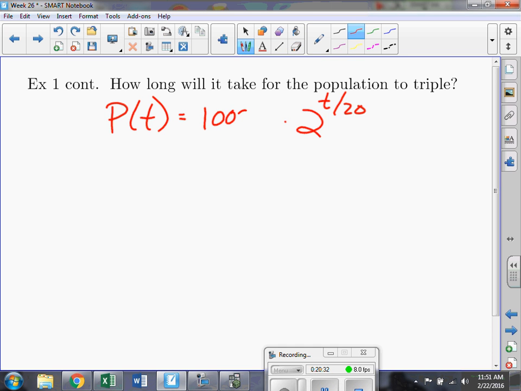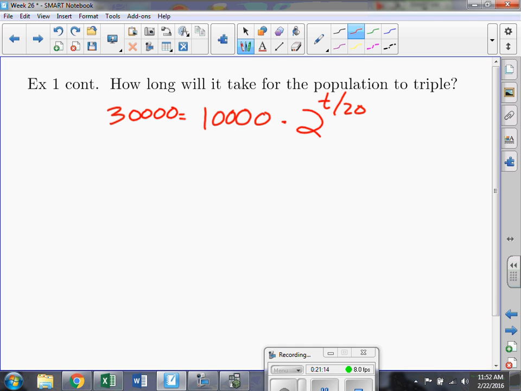If we started off with 10,000, what does it mean for the population to have tripled? Well, if we had an initial population of 10,000, and that population has tripled, what does that mean for us? It means the population at some point in the future is actually 30,000. So we need to determine what time t actually causes this to equal 30,000.